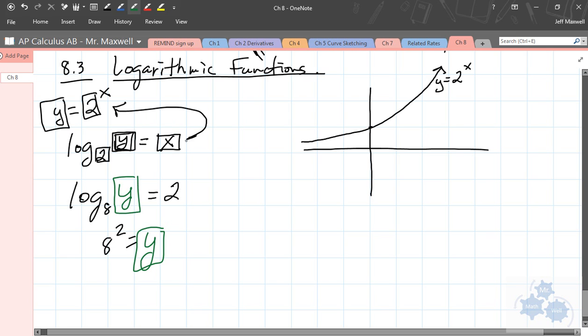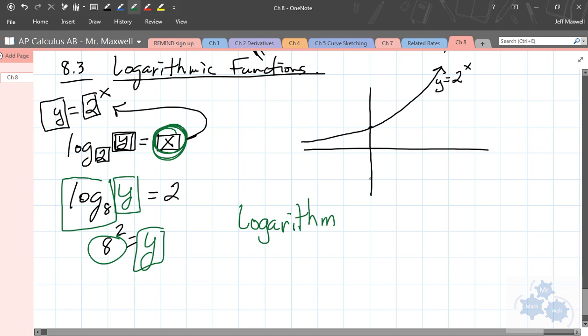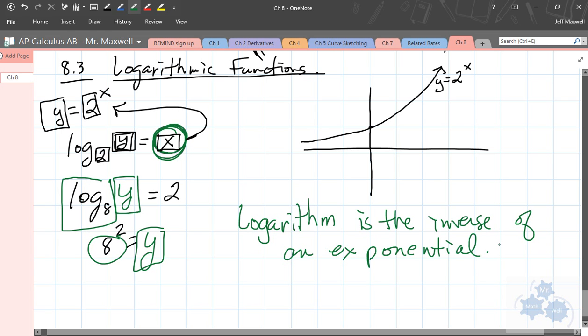Now, if I've solved for x, I need to solve for y, really. This log right here and the exponential form right here are inverses of each other. So a logarithm is the inverse of an exponential. And so what does that do for graphing?